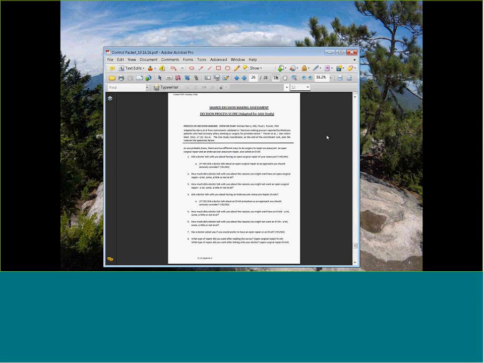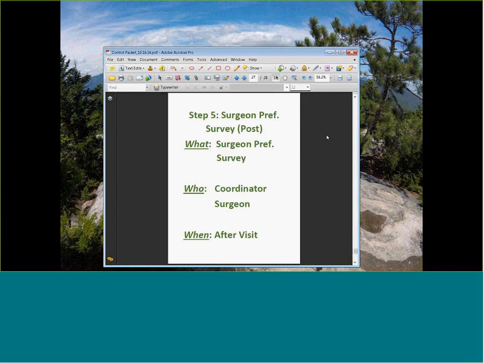The easiest way to use this form will be simply to have the coordinator read the question to the veteran, and circle the simple yes or no answers provided in the form. So in question number 1, the question asks, did the doctor talk with you about having open surgical repair of your aneurysm, yes or no? So the coordinator can simply read that question to the veteran and circle the appropriate answer for that question and the 7 that follow.